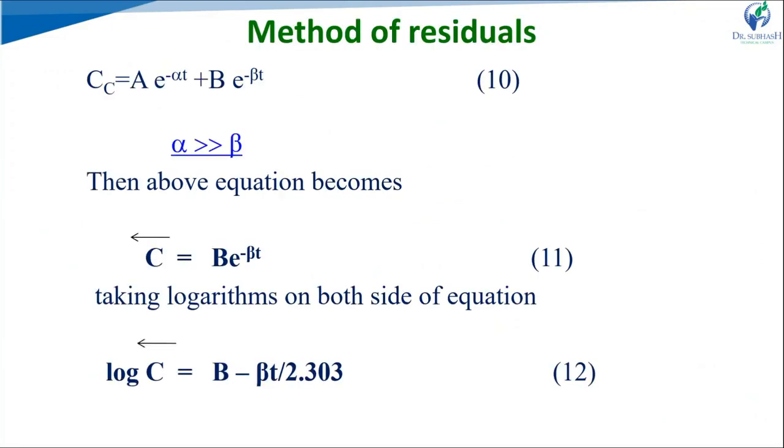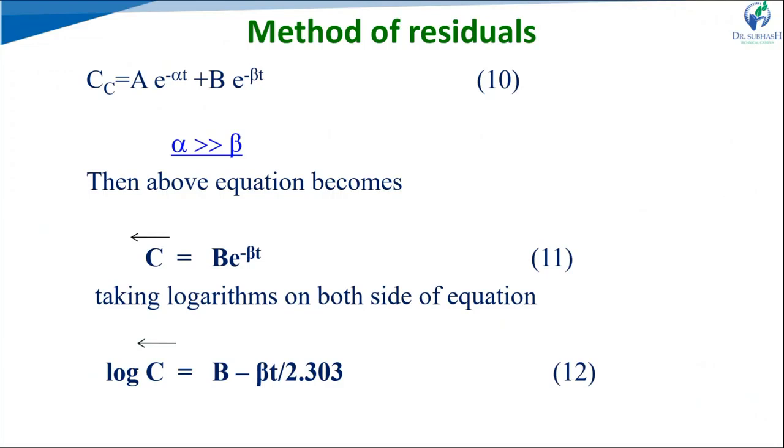Now we will go for the method of residuals. The biexponential disposition curve obtained after an IV bolus of a drug that fits the two compartment model can be resolved into its individual exponents by the method of residuals, so that we can find the alpha and beta values. Cc is equal to A e raised to minus alpha t plus B e raised to minus beta t, the equation we already have.